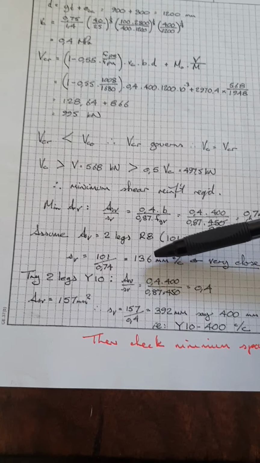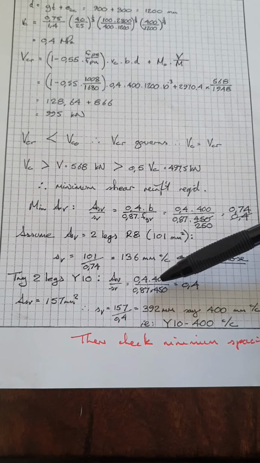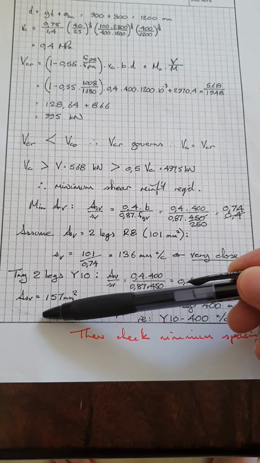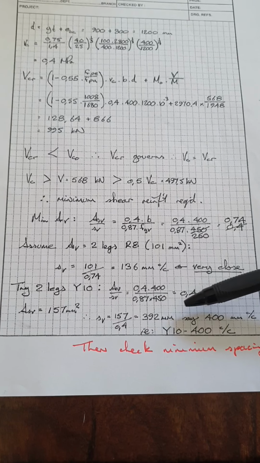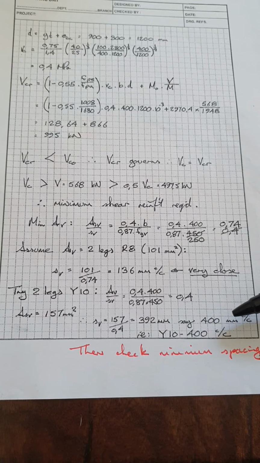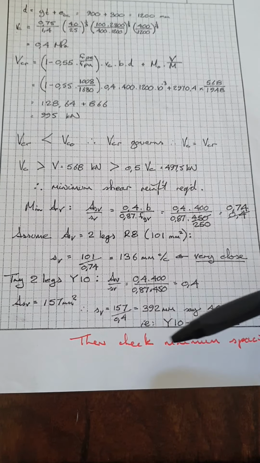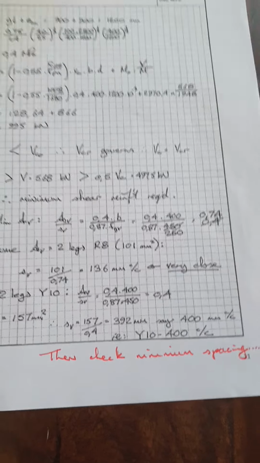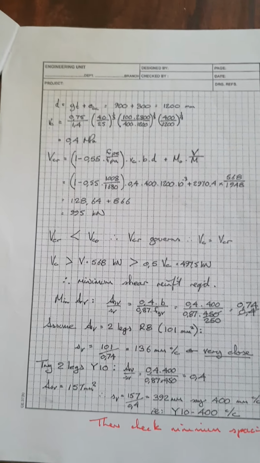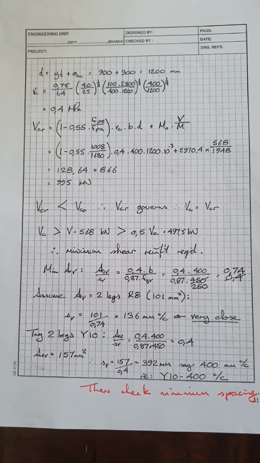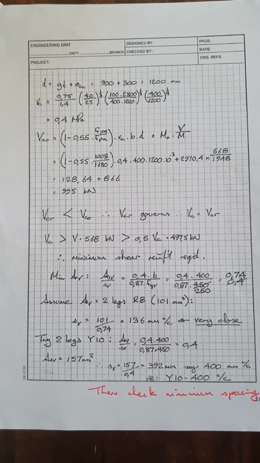This is quite close. So let's try 2 legs of Y10, ASV over SV, there we go, 0.4, our ASV is 157 millimeters squared, that's 2 legs of a Y10, so we're looking at 392, say 400 millimeter centers. I would have said Y10s at 400 would be sufficient. Just check also the minimum spacing requirements as we discussed. Okay, that's just a quick brush up on the shear that we covered in class. Work through it, work through the example, work through the textbook, and you should get it right.